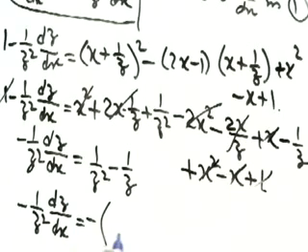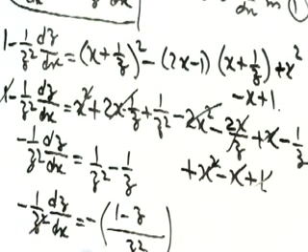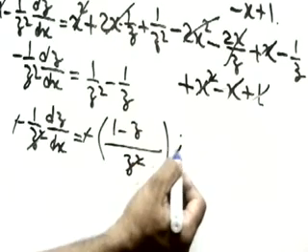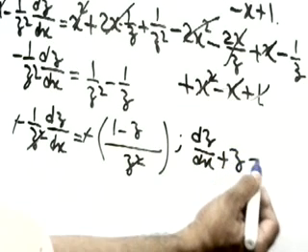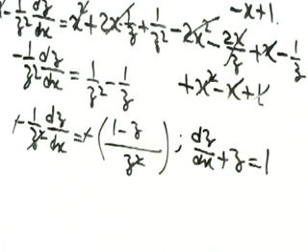Let me take minus also common so that we can cancel this one. So what is left here? If we take LCM z square, it will be 1 minus z. So this z square and minus will get cancelled. Now bring the minus z on the right side, it will be plus z. I'm writing here dz by dx plus z equals to 1. Now this equation is reduced to the linear equation.